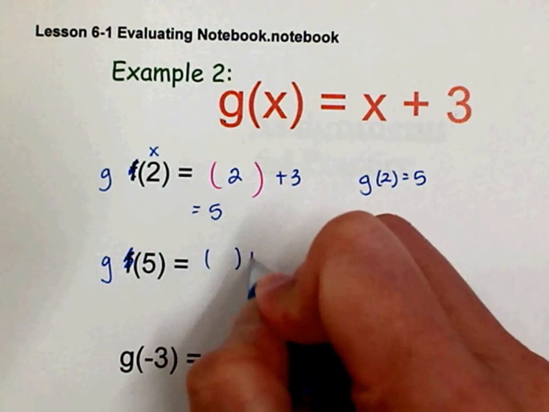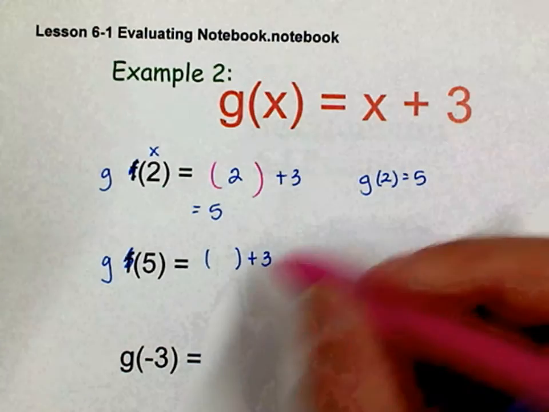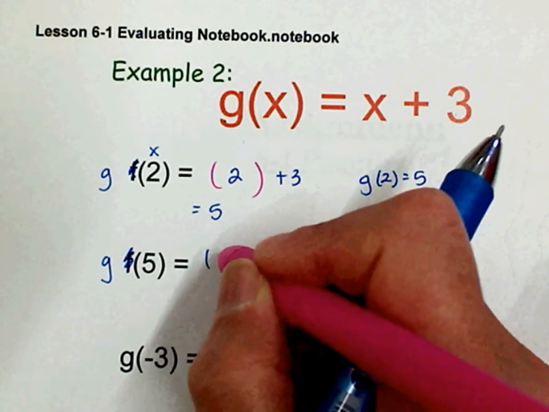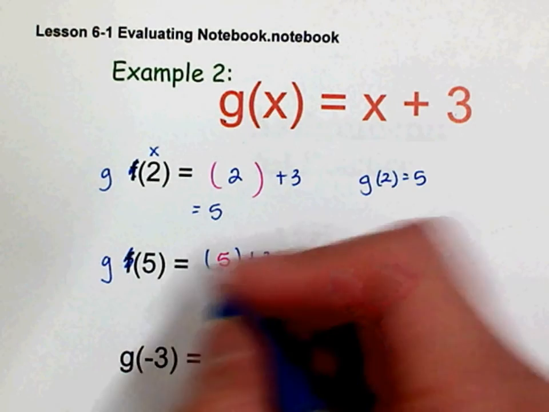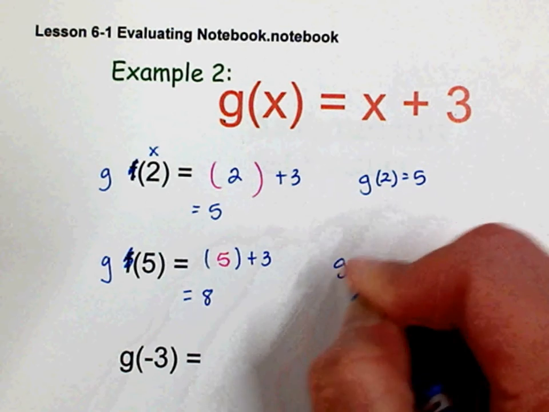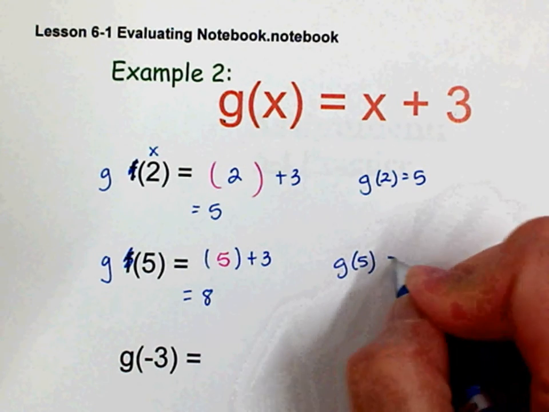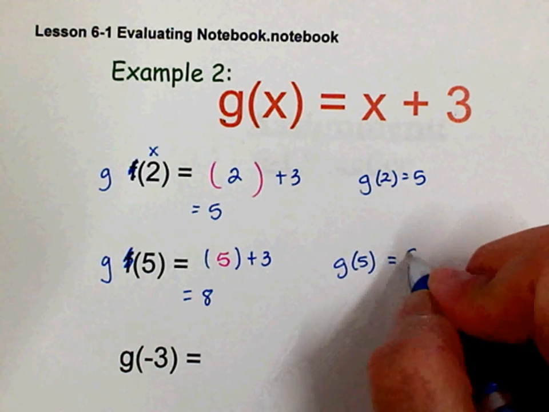Plus 3. What is x this time? I'm plugging it into this equation. X is now 5. 5 plus 3 is 8. So when x is 5, for my function g, that's equal to 8.